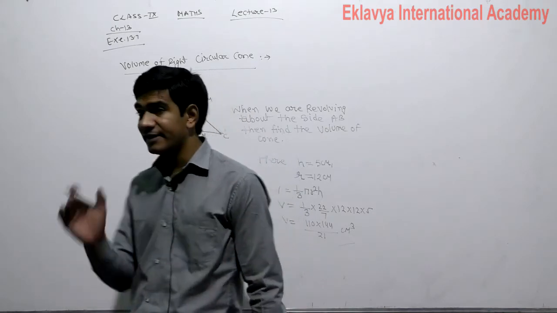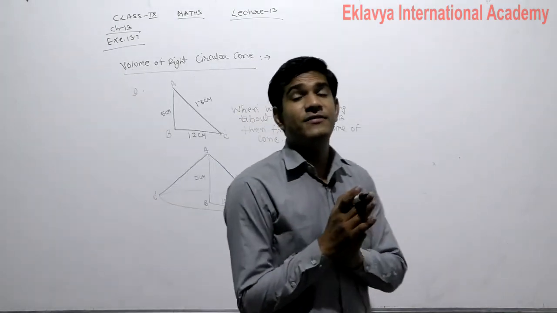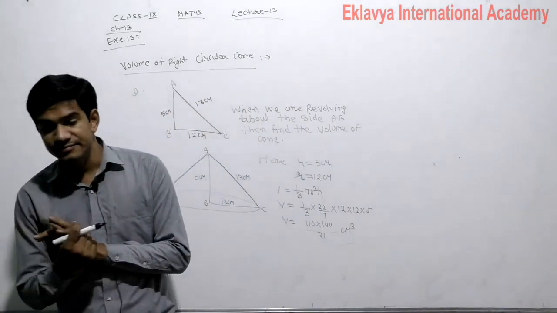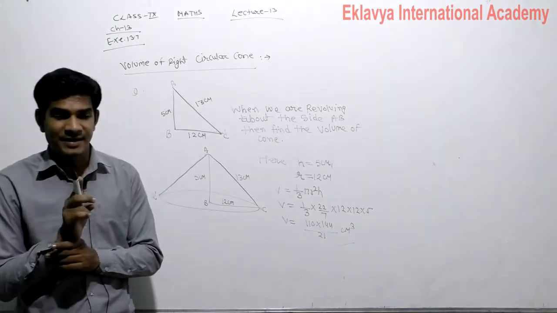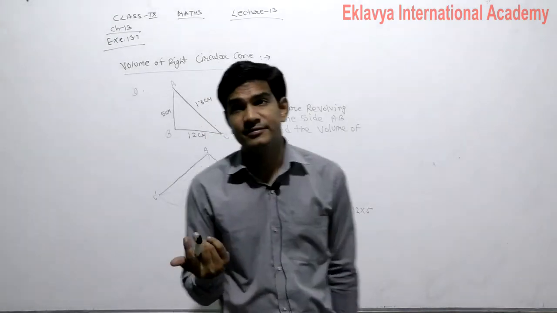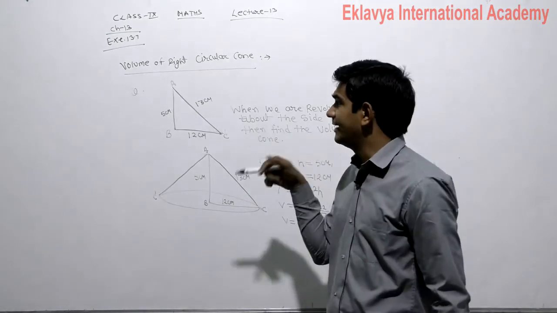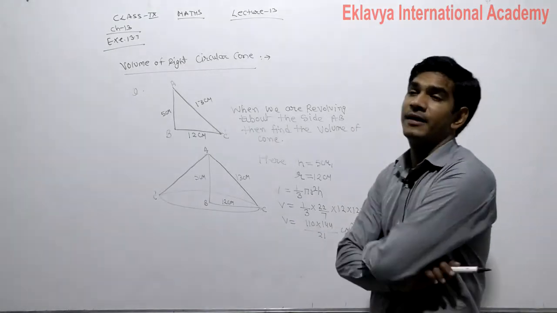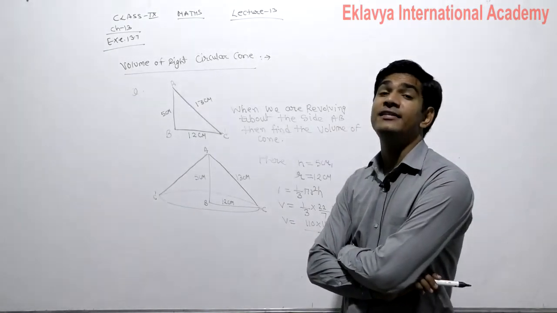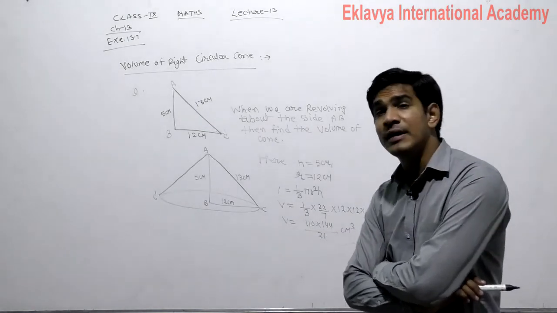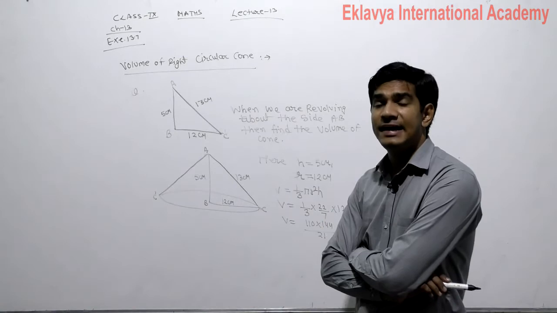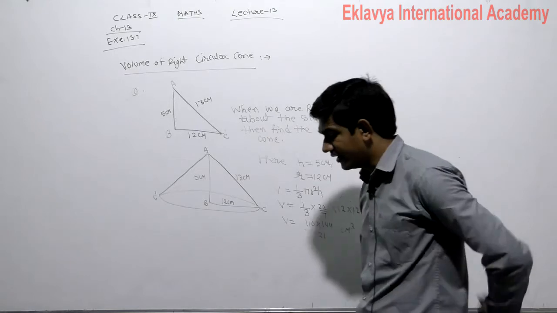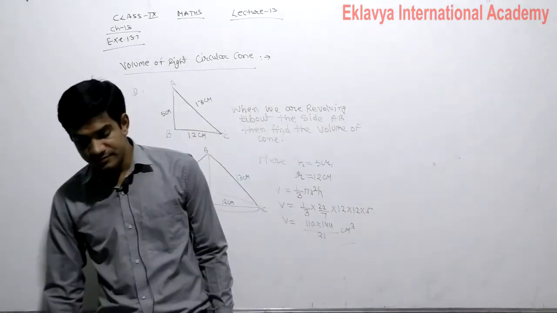So understand that concept. If a right angle triangle is given to you and we are revolving that right angle triangle along any side except the hypotenuse, we are not discussing the hypotenuse right now. So if a right angle triangle is given to you, and we are revolving it about any side, either the base or the perpendicular, then in that case the side along which we are revolving is converted into the height of the cone.